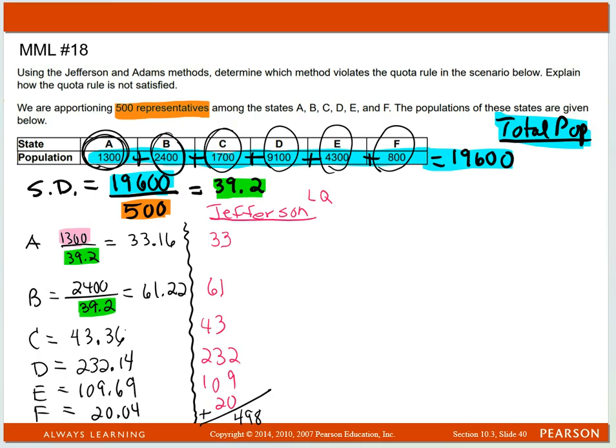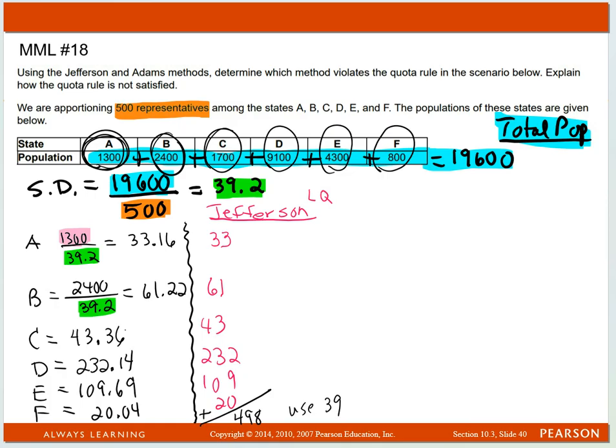So it needs to be 500. So one of these numbers has to go up. So in order to get your numbers to be bigger, what you're dividing by has to be smaller. And so I was dividing by the 39.2. So what I did was I used 39. You got to get smaller. So I just tried 39. And it actually worked for me.